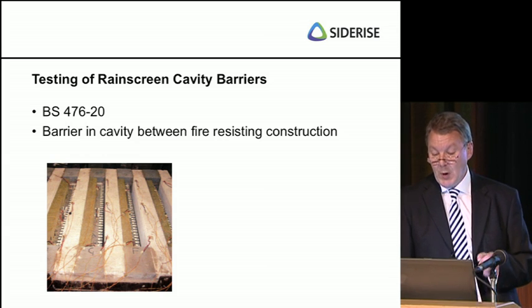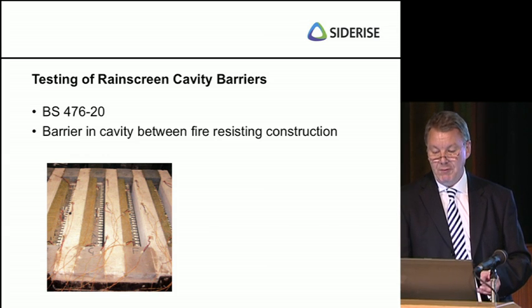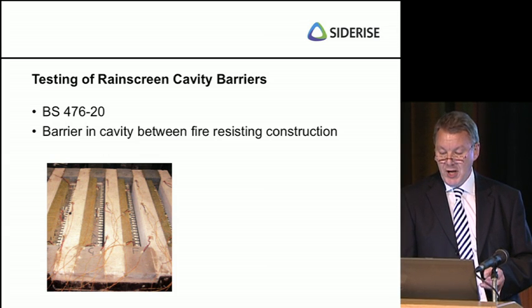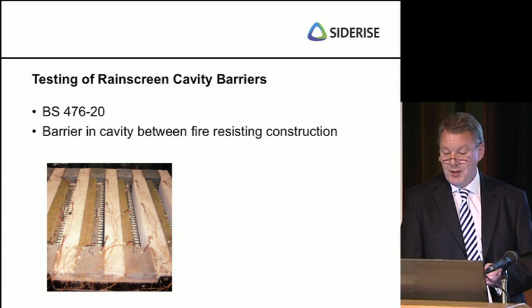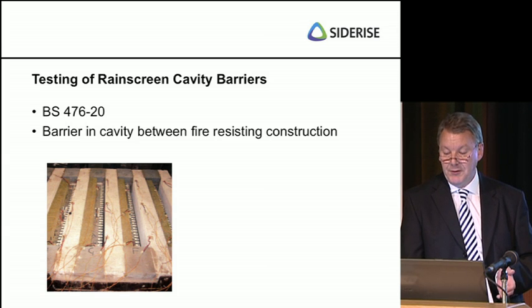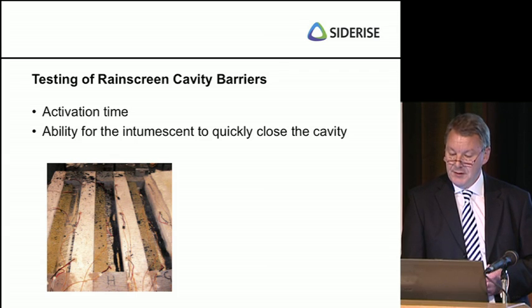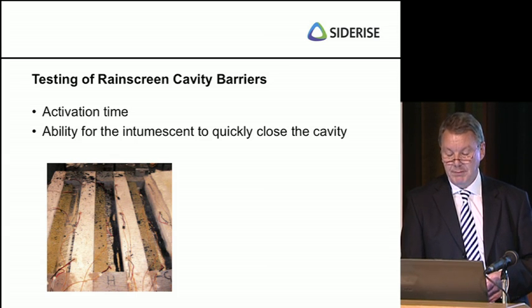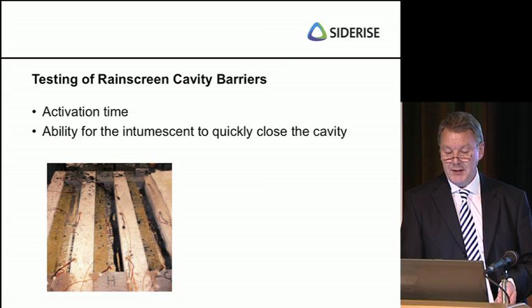The BS 476-20 barrier tests were conducted with the barrier fixed in a cavity between walls of a fire-resisting construction. The regime involves the standard time temperature curve at standard pressure, but the barrier is installed to maintain a 25 or 40 millimetre gap. It's acknowledged that performance within rainscreen panels may be different, but this remains a legitimate test. Under test, the intumescent reacts to increasing temperature. The activation time and corresponding ability for the intumescent to close the cavity as quickly as possible are key criteria.